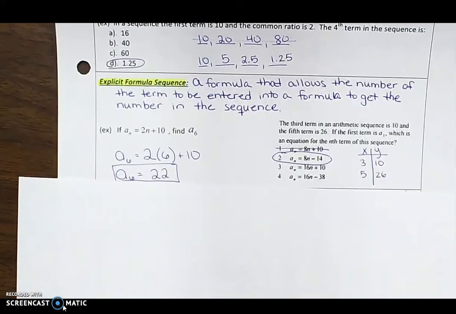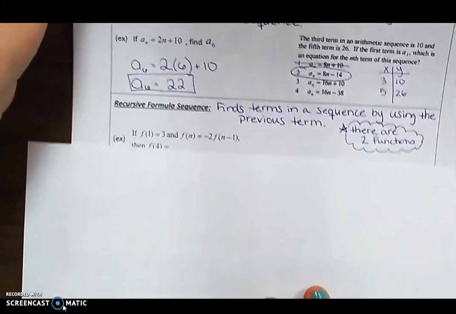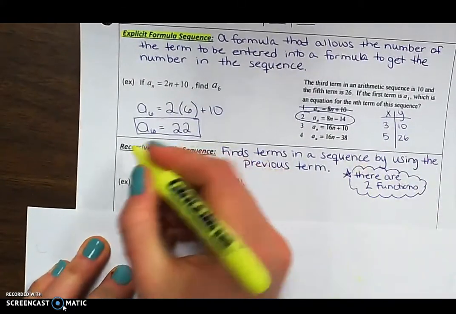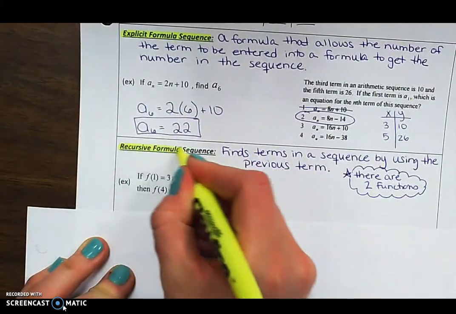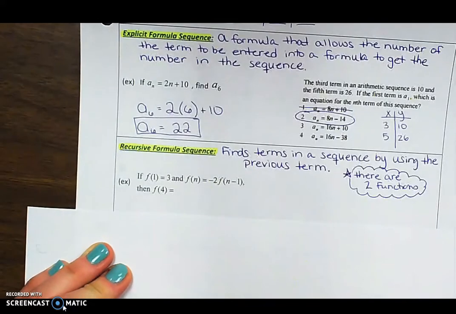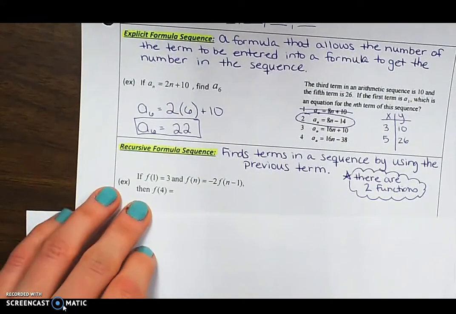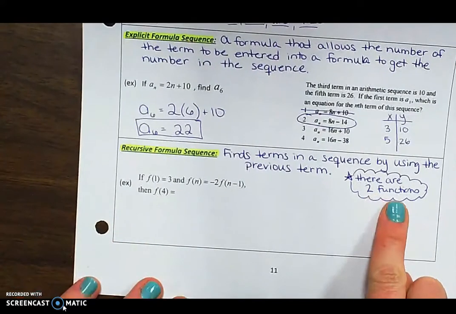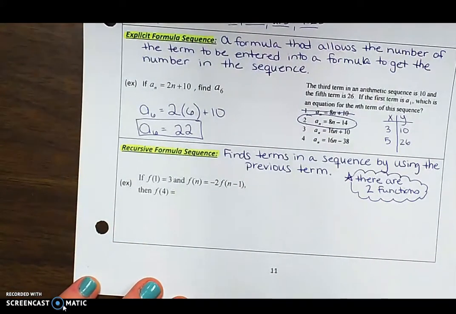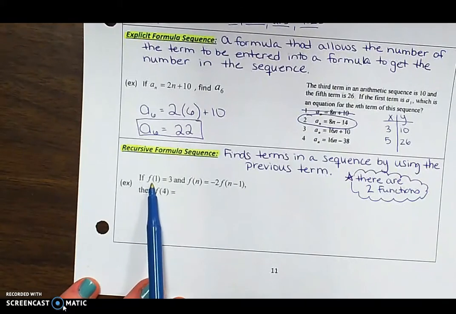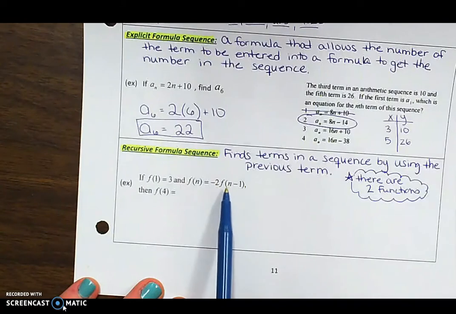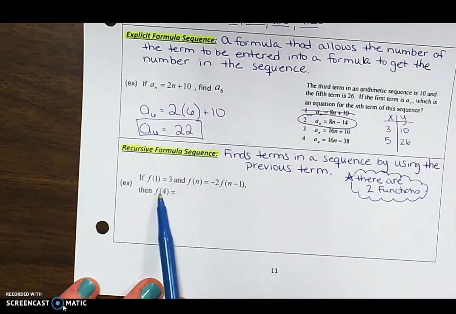Okay, and finally, our final type of sequence is called the recursive formula. The recursive formula finds terms in a sequence by using the previous term. This also is going to have 2 functions inside of the formula. So here we go. If f of 1 equals 3 and f of n equals negative 2 times f of n minus 1, then f of 4 equals.